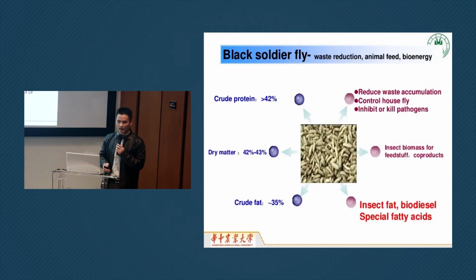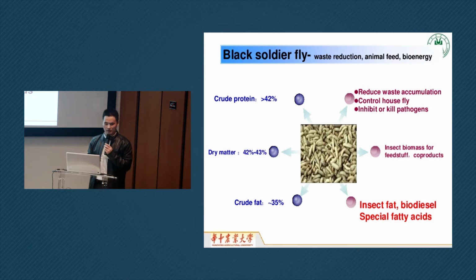So why did the biorefinery get so much interest from people in the first place? Because it can be used for waste management, and the larvae have higher crude protein and crude fat content, and can be used for animal feed and other usage. So it's very beneficial for the human race.